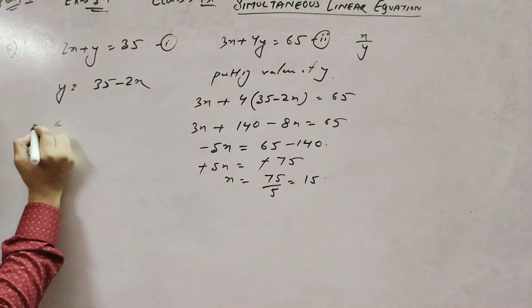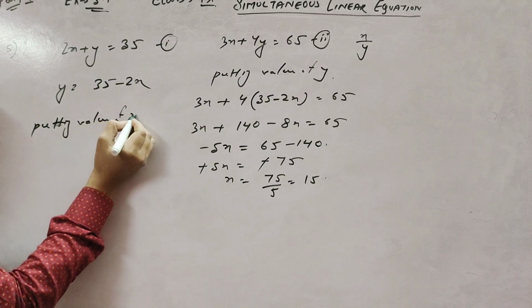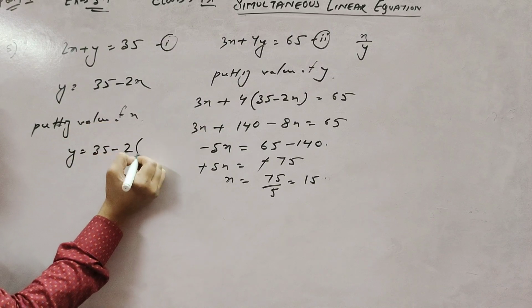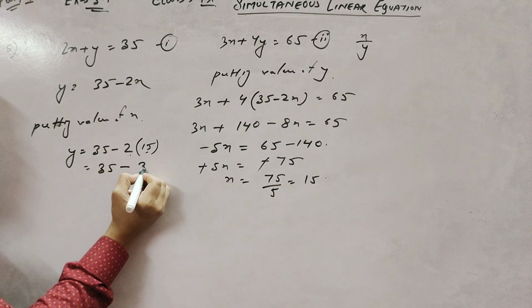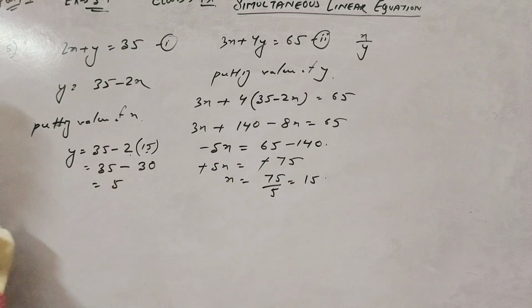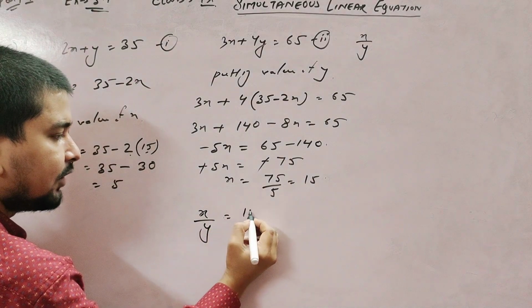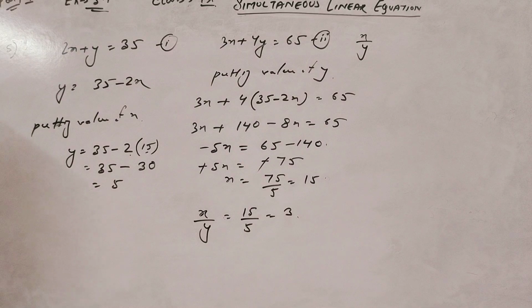Okay, so putting the value of x, y equals 35 minus 2, in place of x we write 15. So 35 minus 2 into 15 is 30. So 5. So we get the value of y equals 5. Now what the question is, find the value of x upon y. In place of x we write 15. In place of y we write 5. It's 3. Okay. Note.